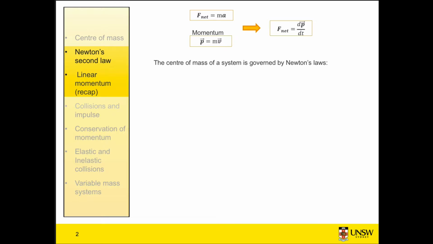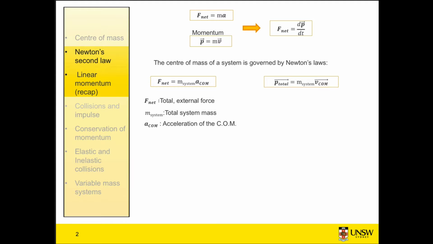So when we're dealing with the centre of mass, we just have to take care that we use the right mass and the right acceleration, or the right momentum, in the equations. So in this case, the net force on a system is equal to the total system mass times the acceleration of the centre of mass. And in a similar vein, the total momentum of the system is equal to the total mass of the system multiplied by the velocity of the centre of mass. So nothing has really changed for us, which is very nice.